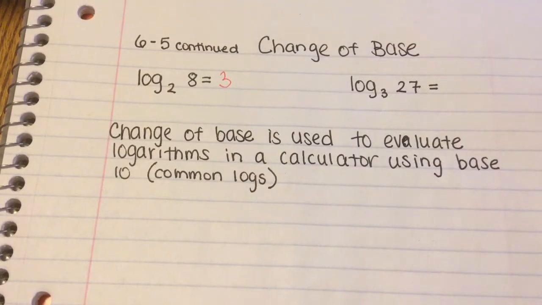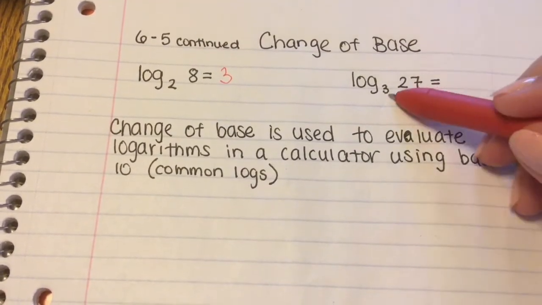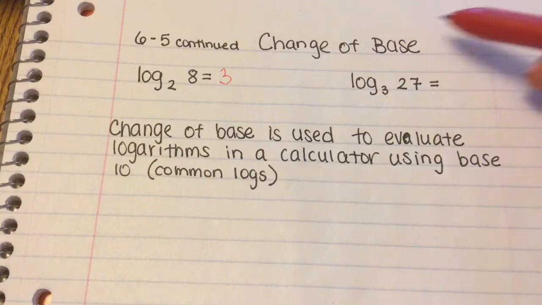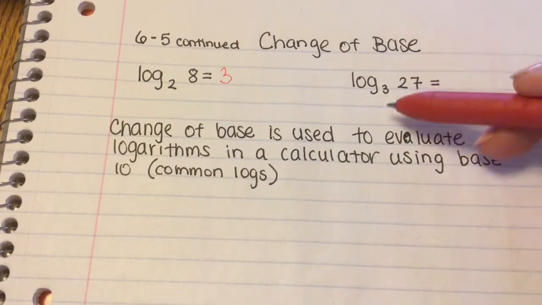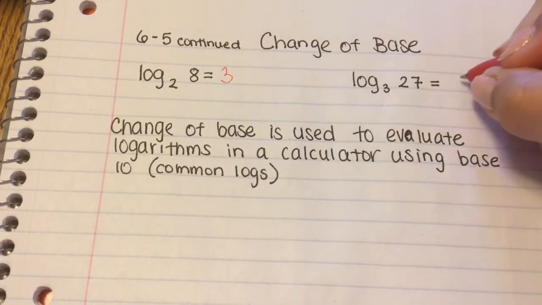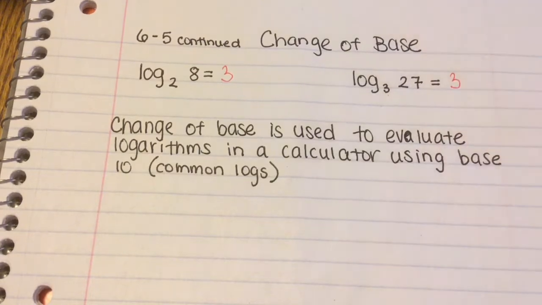Log base 3 of 27. I can ask myself, 3 to what power is 27? Because 3 to the third power is 27, I can evaluate this logarithm in my head. You're going to convert this type of log with a different base into common logs so that you can evaluate these in your calculator for those instances where you can't do these logarithms in your head.